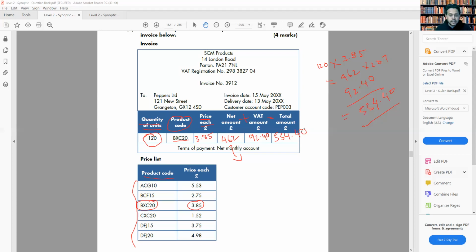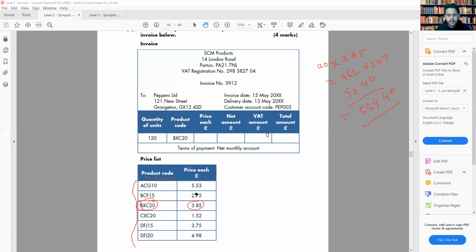That's it. So that's me completing the invoice. It's really easy. It's not very tricky. You need to find the product code and how much is each. Then we multiply with the unit, that gives me the net, add the 20%, that gives me the VAT, and with the VAT we add the net, that gives me the total. That's quite simple. Let's move on to the next requirement.